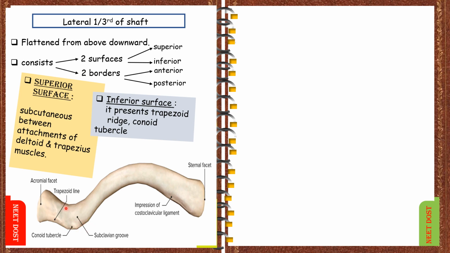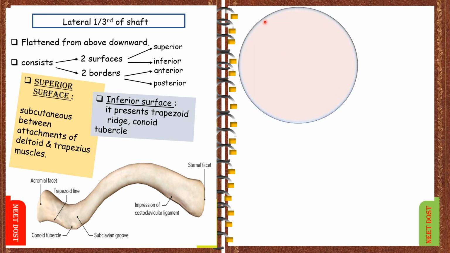Now coming to the trapezoid line or trapezoid ridge. This extends forward and laterally from the conoid tubercle. This is the conoid tubercle, and it extends laterally forward. This is the trapezoid line or trapezoid ridge.